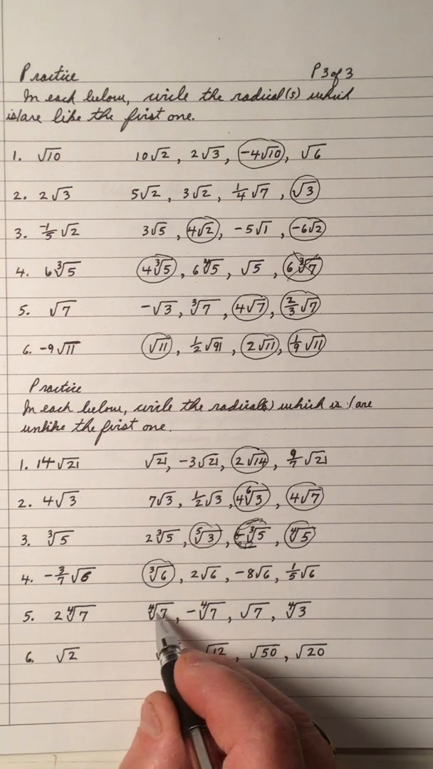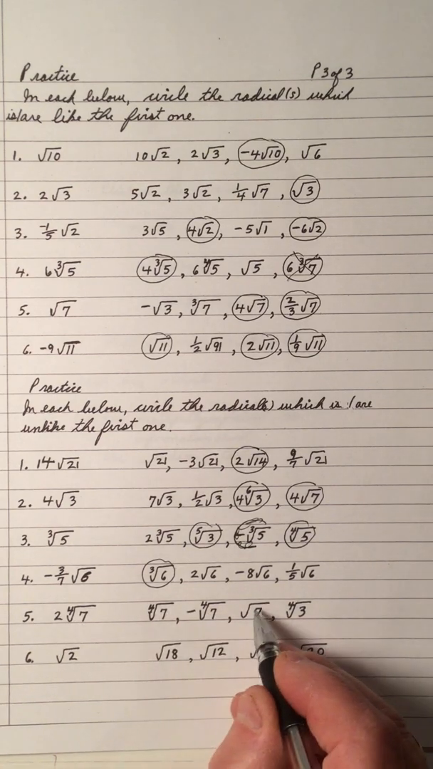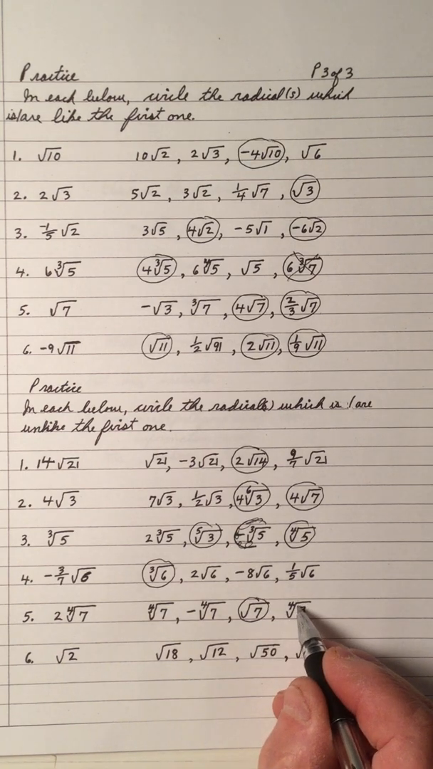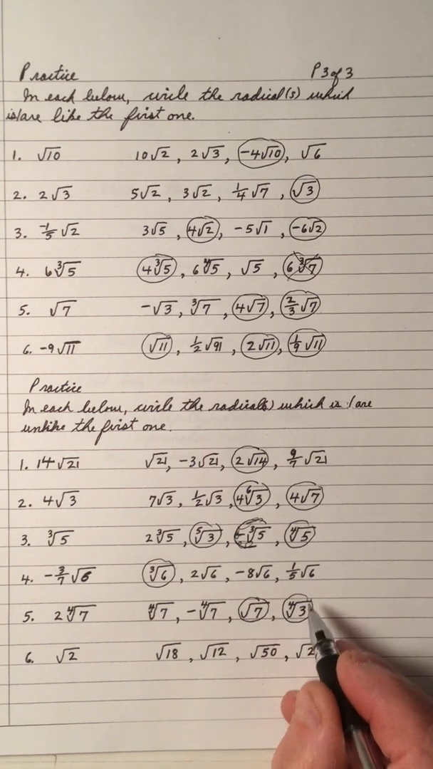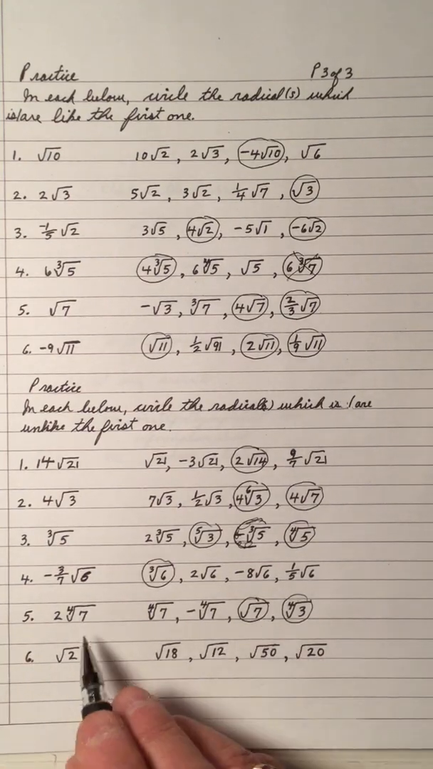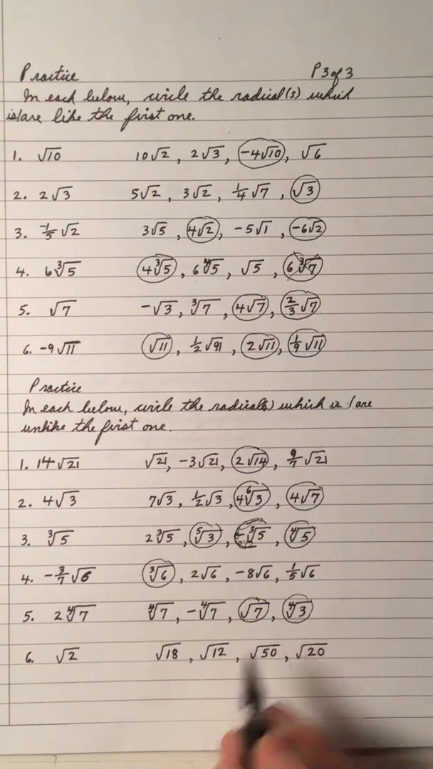4th root of 7, that's like it. That's like it. This is the square root of 7, not like it. This is the 4th root of 3, not like it. It has to be the same root and the same radicand. So these are like it. These are not like it.